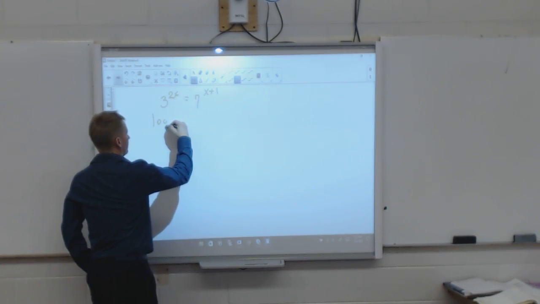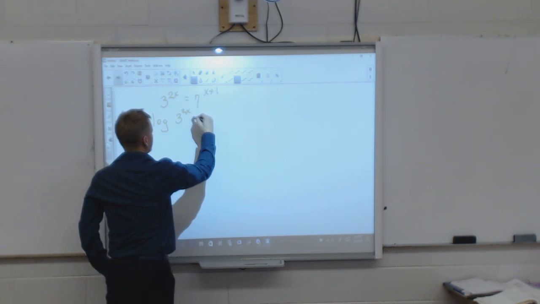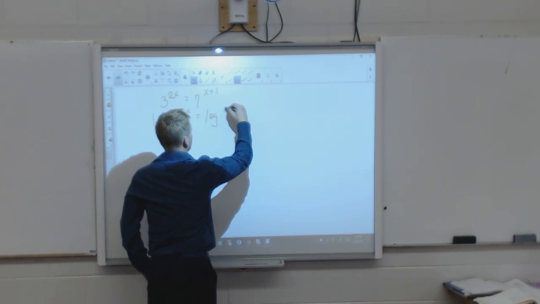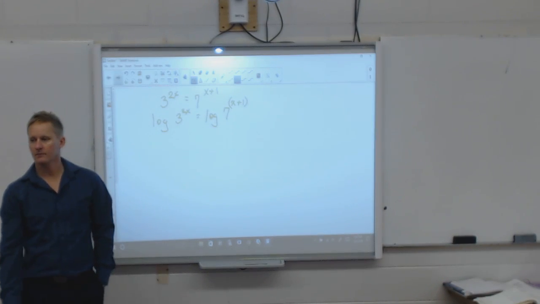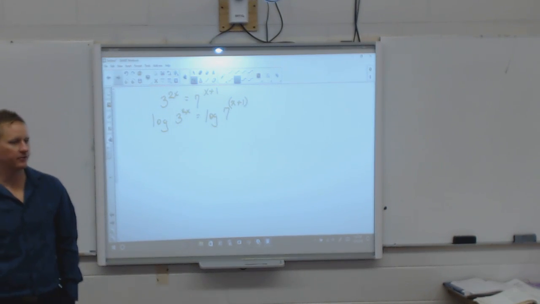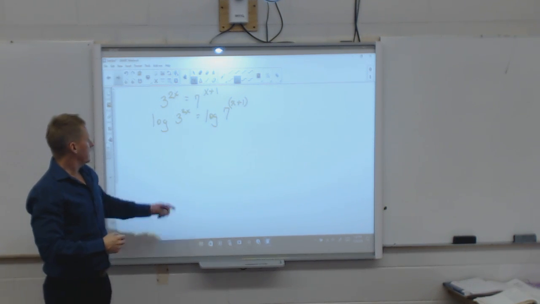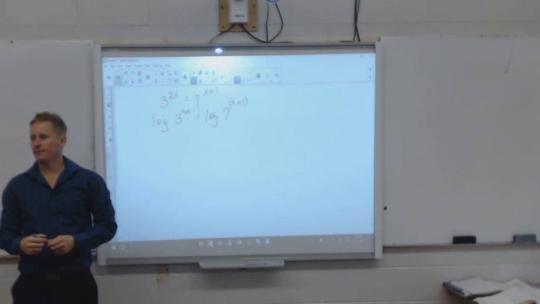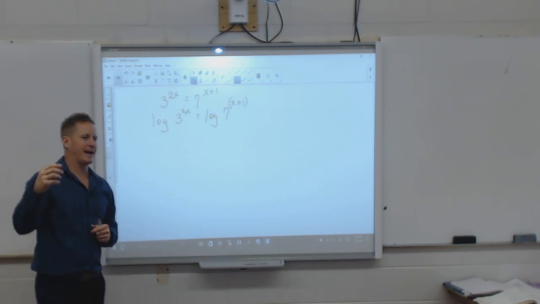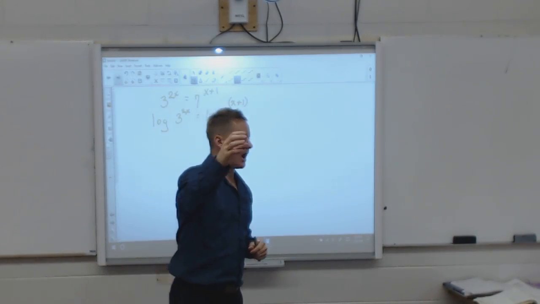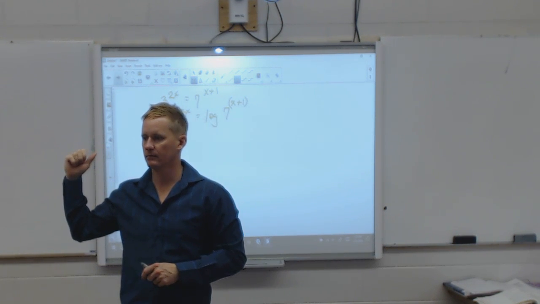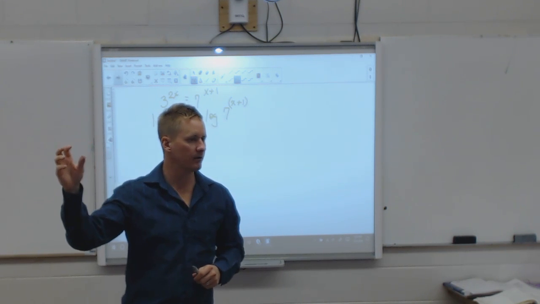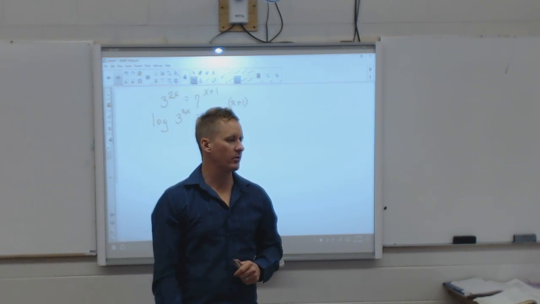So I've got the log of 3 to the 2x equals log 7 to the x plus 1. Okay so far? Just taking the log of both sides. Now that I have the logs written like this, my objective is to get the variable out of the exponent. At this point, can I do that? Can I move the variable so that it's no longer an exponent?